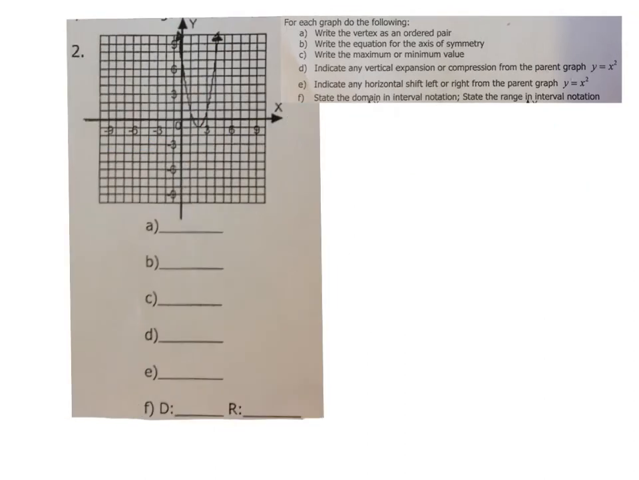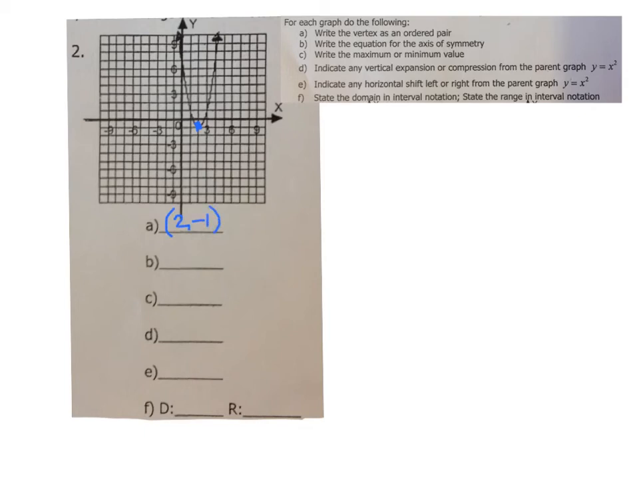Okay, so let's look at the next one. Write the vertex as an ordered pair. Well, my vertex would be right there. I can't get this new stylus to hit on top of that vertex. There it is, right there. 2, -1.